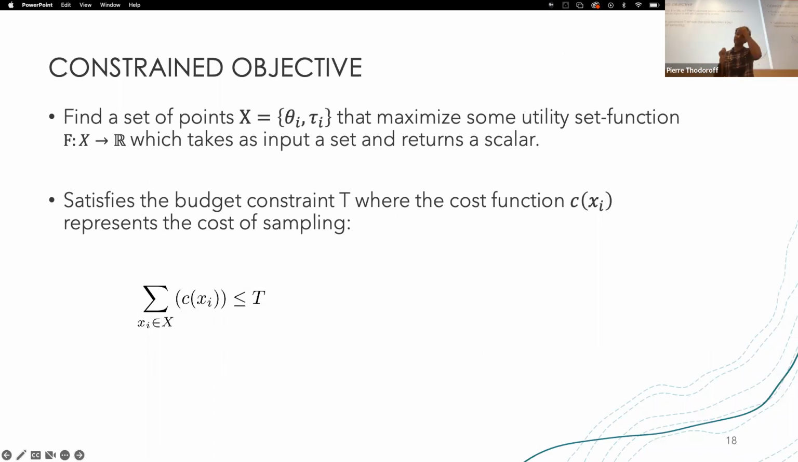Okay, there's one more caveat that I need to add. Because we're trying to optimize for this cost-utility ratio, we're actually going to be looking at a constrained optimization problem where we want the sum of the cost function of all the points to be smaller than a specific budget that we have. So, you know, if we have 2 weeks, then whatever points we need to choose needs to satisfy this cost constraint. And so formally, we find a set of points x that are going to maximize some utility set function. The reason I'm using a set function is because the idea is you take a set of points and it returns a scalar telling you how good it was to choose those points, in hindsight, basically.